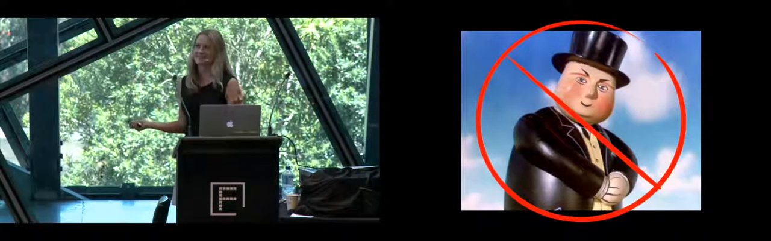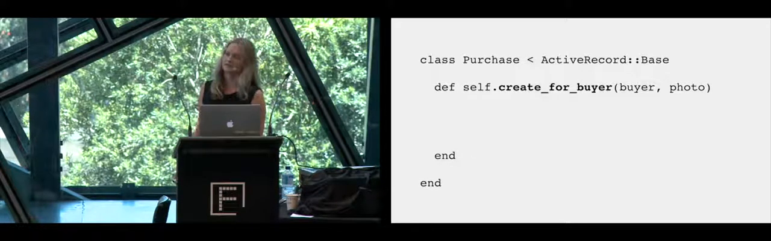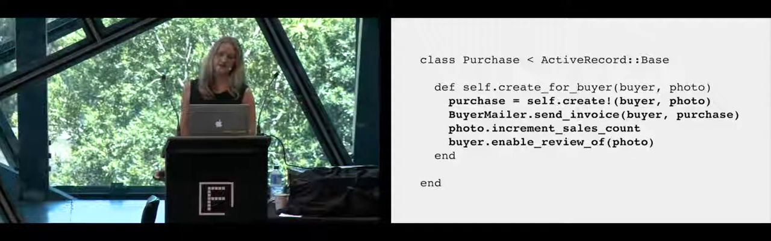And everyone knows this is bad, right? Rails 101. Okay, but there's a simple solution to this problem. We can go to our models. Our purchase model doesn't have much on it, so let's create a method. We'll call it create for buyer. We'll go back to our controller, and we'll rip all of that logic out, and go to our new method, and chuck it in there.